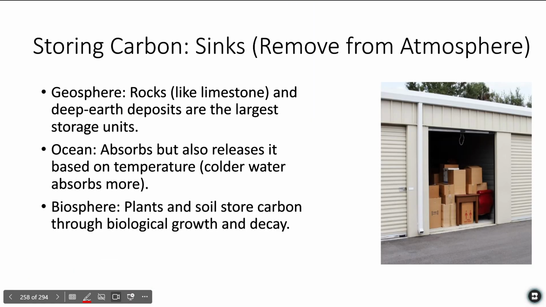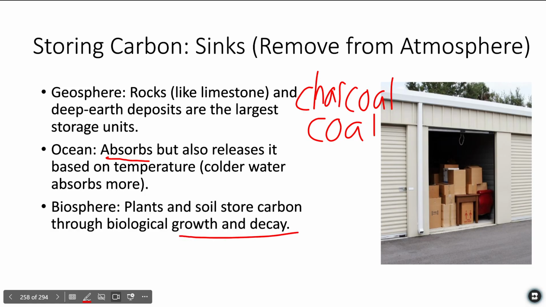Now, what are the pathways to remove carbon? We call these carbon sinks. They just absorb and take in a lot of carbon. Well, carbon can be stored in rocks, in the form of, let's say, charcoal, coal. Carbon can be stored and absorbed in the oceans. And in the case of plants and animals, they can store carbon through growth and breakdown.